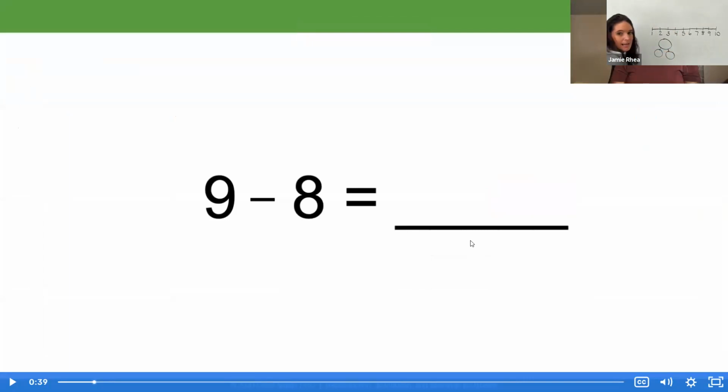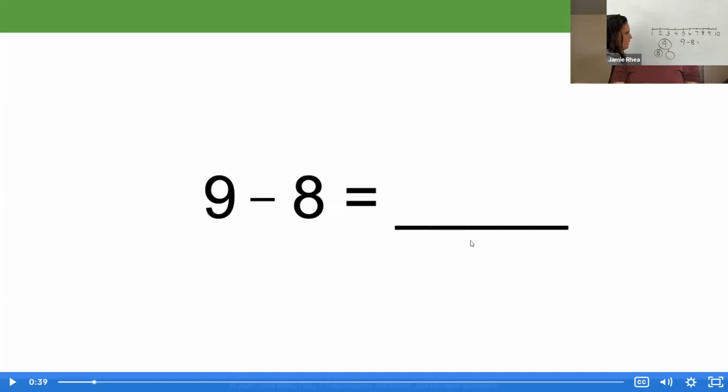Now, 9 minus 8, I'm going to go ahead and write that down because we're going to have to write our subtraction sentence anyway. So let's look at 9. 9 is my what on my number bond? 9 is going to be my total. Remember, in a subtraction sentence, your total comes first. So 9 is my total, and 8 is going to be a part.